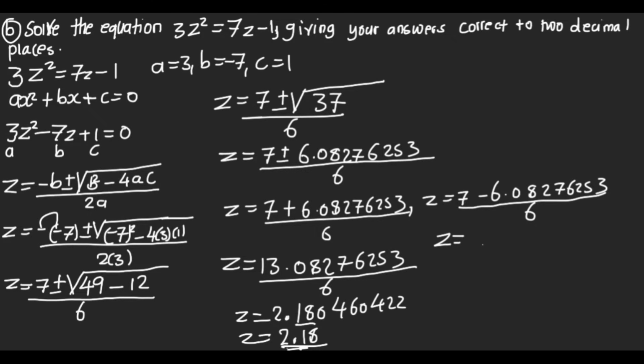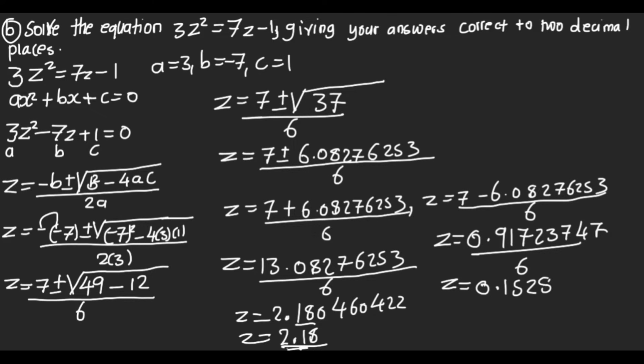So I'm getting 0.91723747 over 6. So we divide by now 6. So I'm getting 0.152872911. In our final answer, we only need 2 numbers after the decimal place. So we have 0.15 here. Since this number is less than 5, we can't round it up. So these are the 2 solutions for this question.